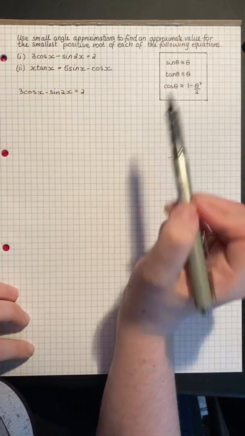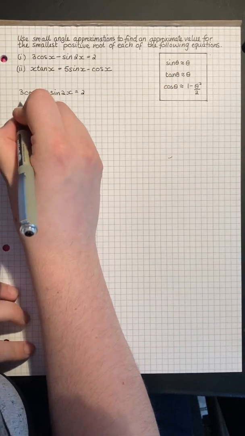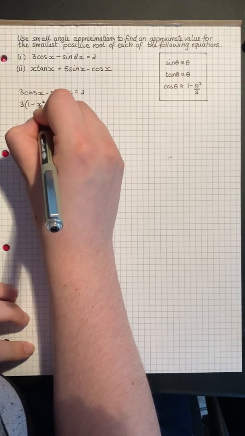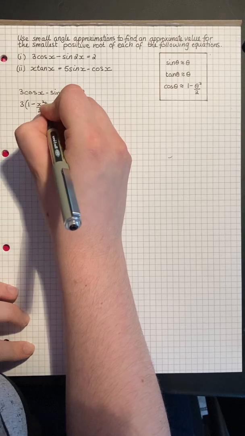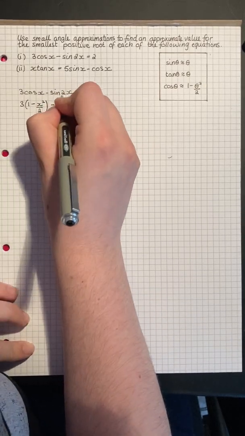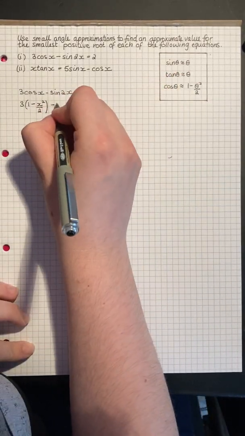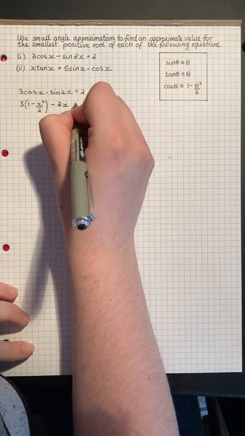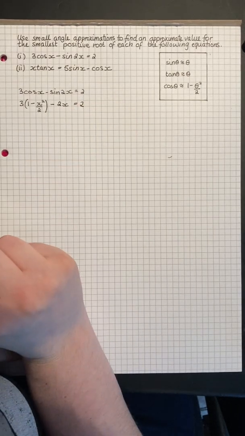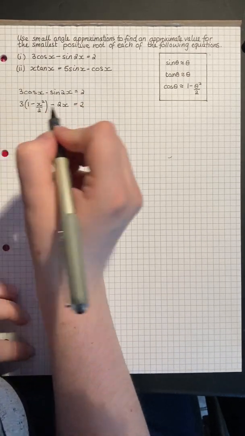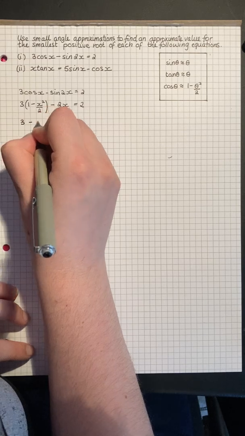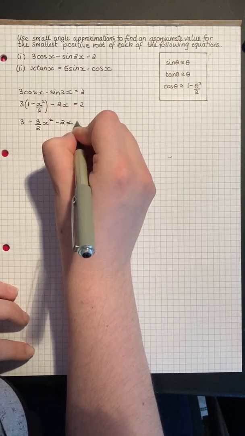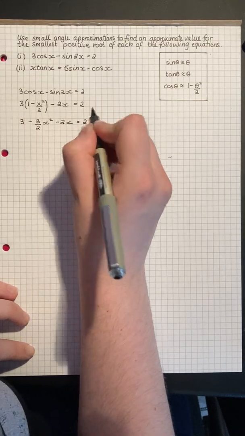So let's rewrite that using the approximation. So 3 cos x is going to be 3 times (1 minus x squared over 2), just writing x instead of theta. And sine 2x is going to be approximately 2x, equals 2. Now I just want to expand this bracket first of all. 3 minus 3 over 2 x squared minus 2x equals 2.